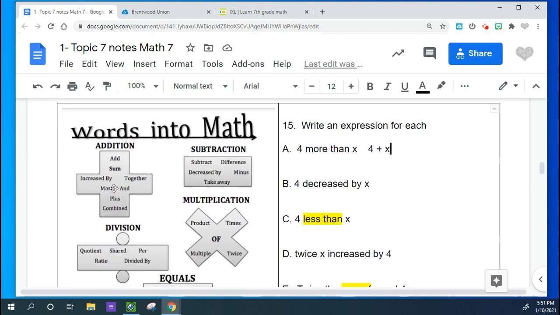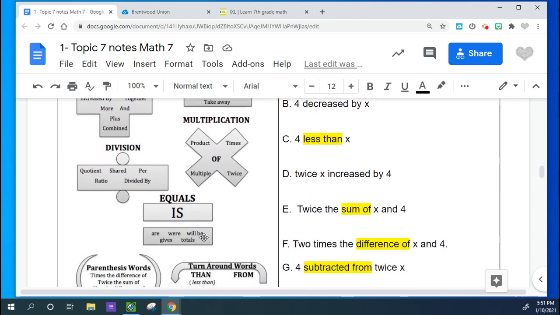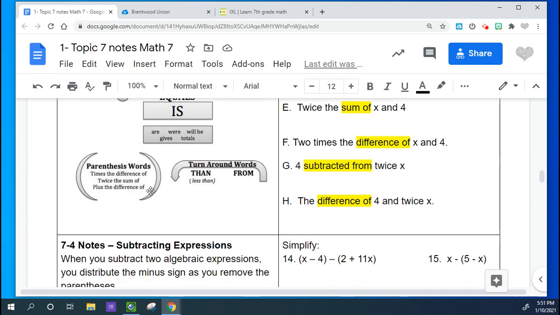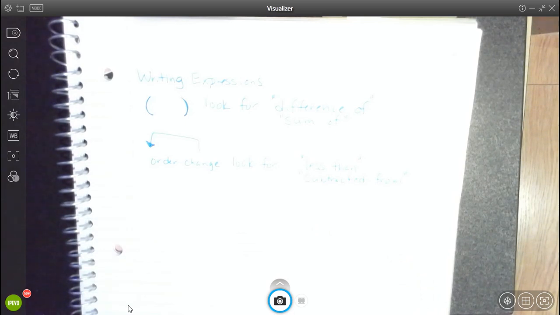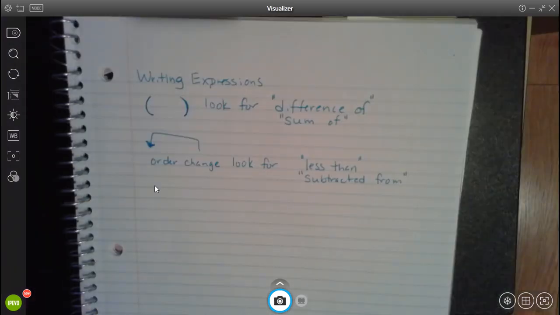If you forget what increased by means, or sum, or quotient, or product, look back at the notes, have it opened in a separate tab. But these words down here are the ones that we're going to jot down in our notebook. The parentheses words are difference of, sum of, and then the turnaround words, some of them are subtracted from and than. So grab your notebook, and that's what we're going to jot down in there. Let me help with the contrast here. It's just a few of those that we're going to do before we start working on the IXL.